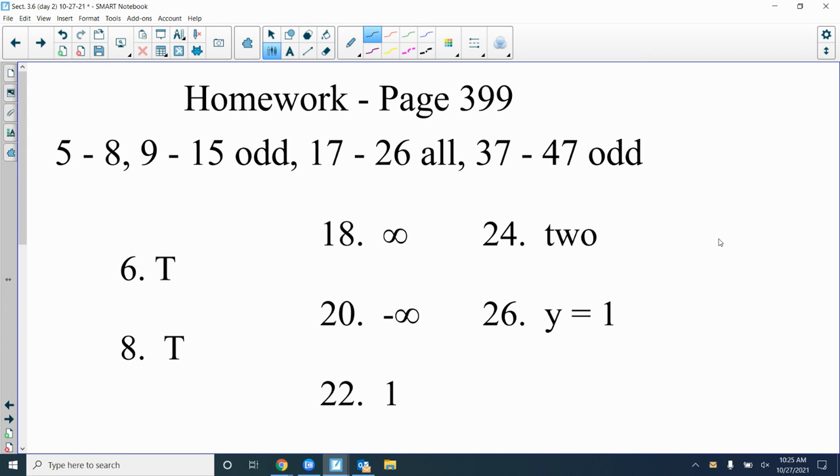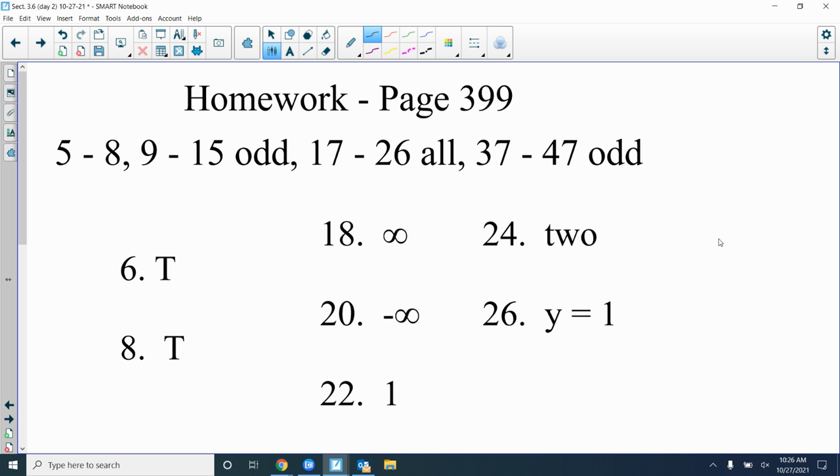All right. Here are some even answers. I am going to look in here, page 399. All right, 5, 6, 7, and 8. Every rational function. Okay, so 5 should be false.